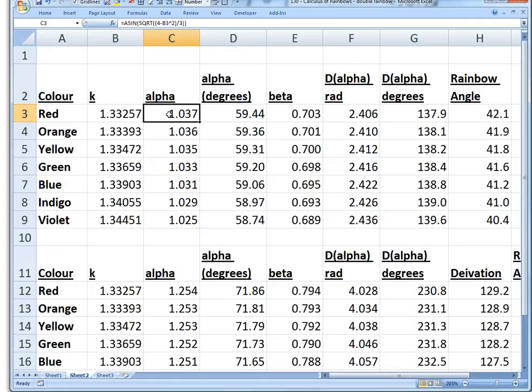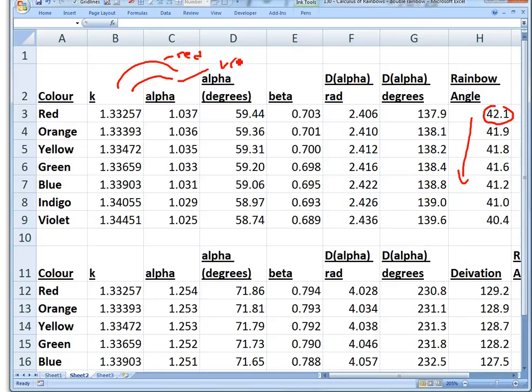This is alpha at minimum deviation. As you can see, it's just arc sine of the square root of (4 minus k squared) divided by 3, from my previous video. Then similarly I calculate beta, same thing as over here, and then I get the rainbow angle. This one's 42, and it gets smaller and lower across here. This is the highest one, so this is why red is the top. So this would be red, and at the bottom would be violet, because this is the angle that you're seeing it at. This is the rainbow angle that you could see it at, 40.4.